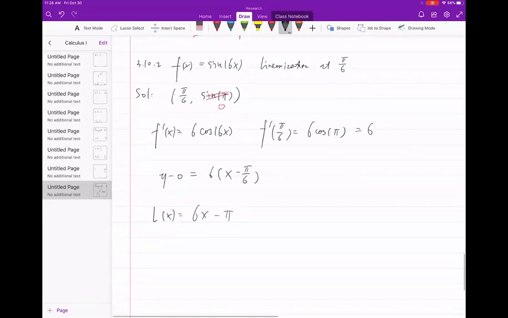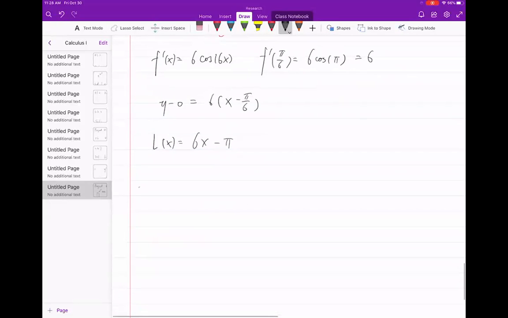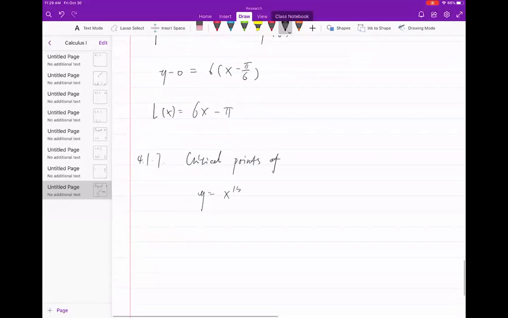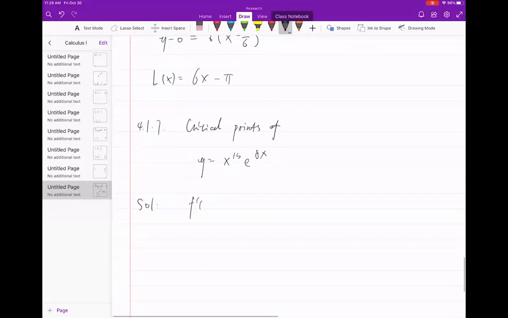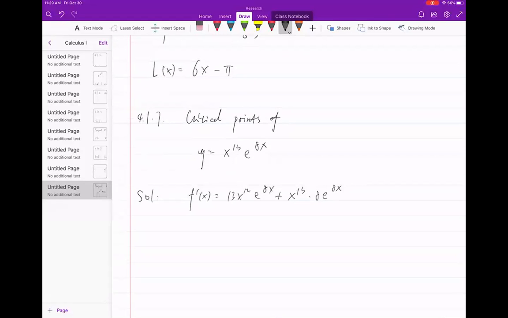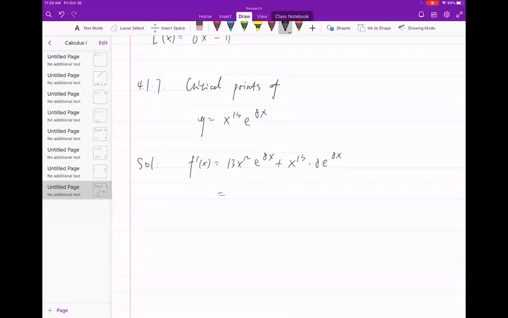Now 4.1 number 7. Critical points of... so I guess there's no tricky part here. Just do the derivative. Okay. They're both nice, so it will never be does not exist. Probably the only critical points will be this equals 0.